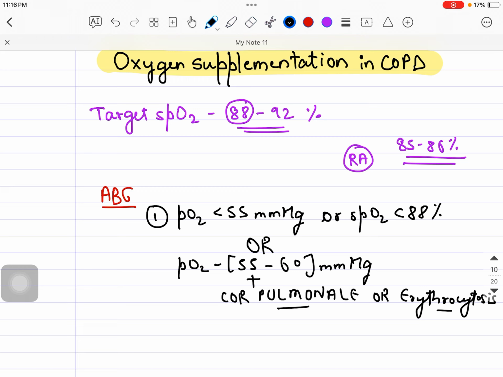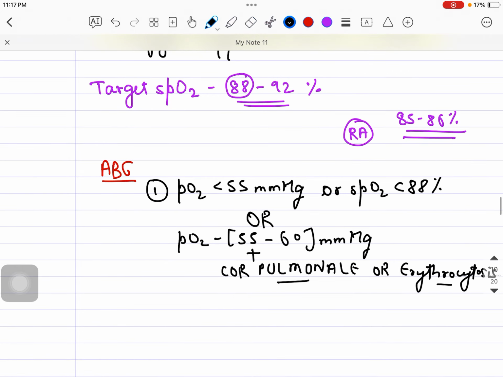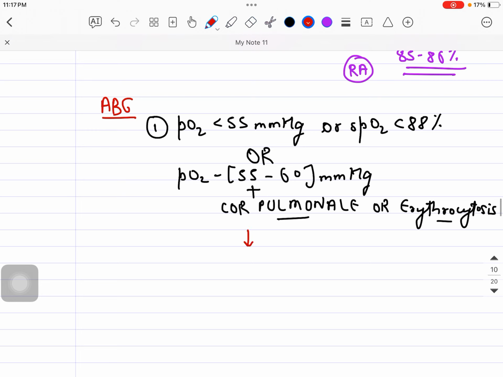Right. If let's say you did the ABG and the PO2 was around 65, then in those cases you don't need to prescribe supplemental oxygen. This patient will not need oxygen support at home, right? So if the PO2 is less than 55, straightforward, you can decide that this patient will need oxygen supplementation at home, right? But if it is between 55 to 60, then cor pulmonale or erythrocytosis also needs to be checked. If that is there, then in that case you should be prescribing oxygen to these patients.